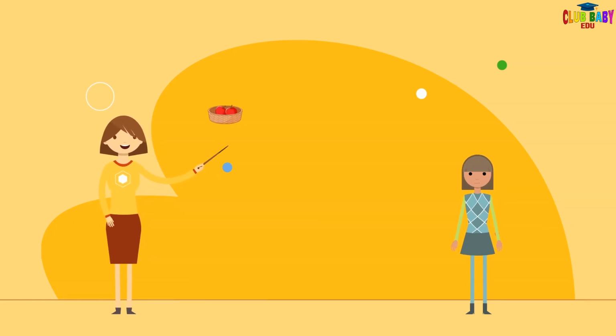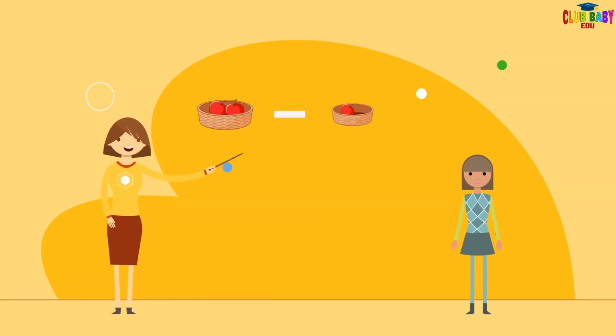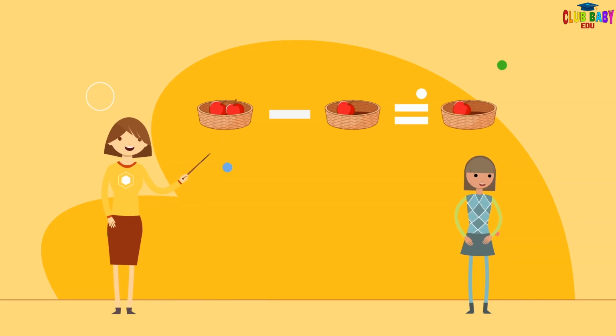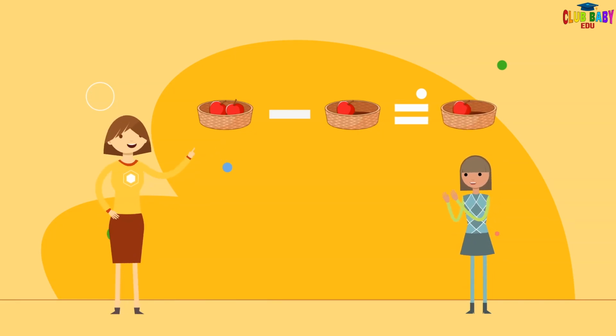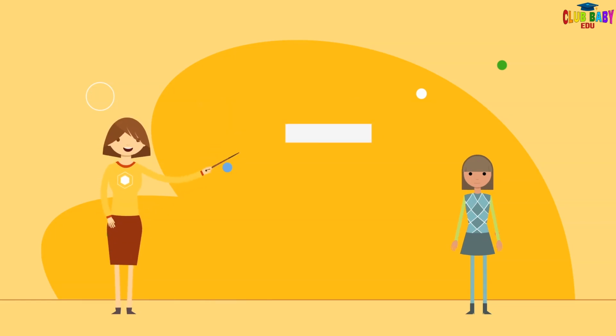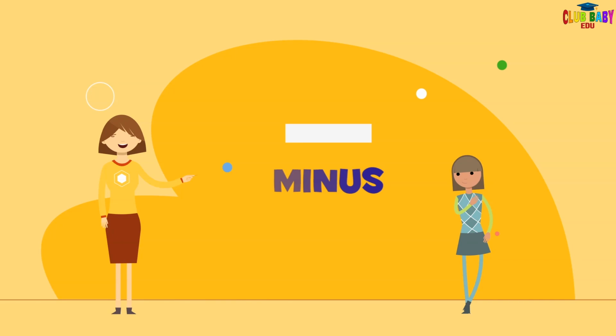So, we had 2 apples in the basket, and we subtracted 1. Now we are left with only 1 apple in the basket. We call this action of taking away the 1 apple subtraction. There is also a sign for subtraction, and it looks like this. The name for this action is minus.